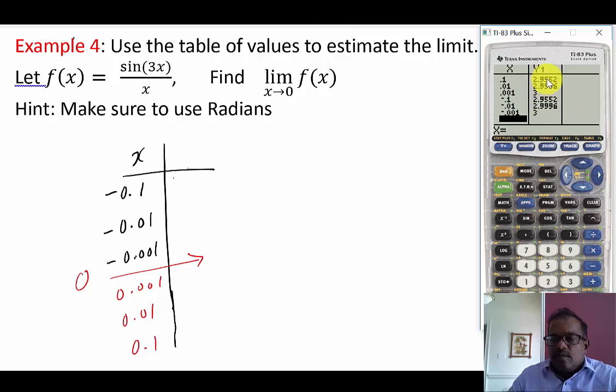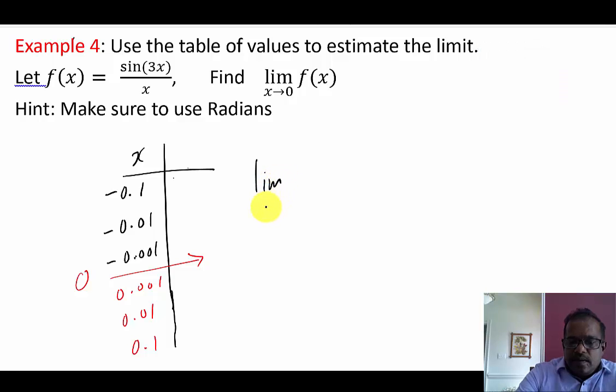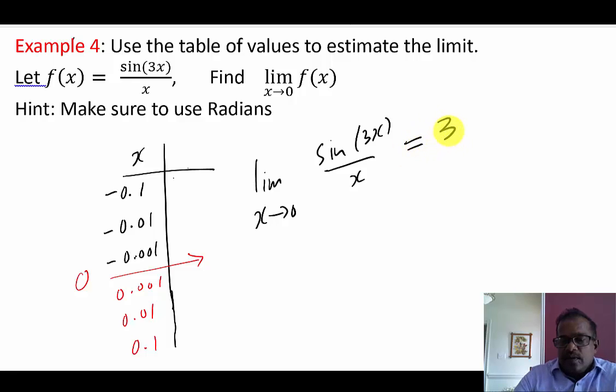You can see when x approaches 0 from the right and from the left, it's approaching 3 clearly. So we can write the answer here: the limit as x approaches 0 of sine 3x over x is 3.